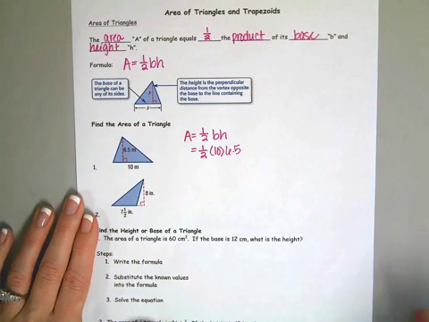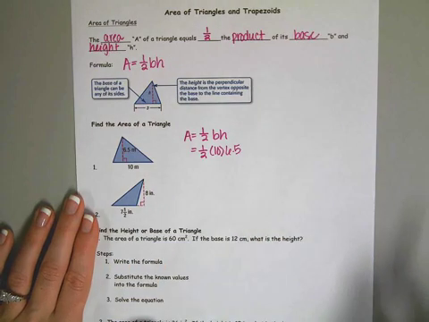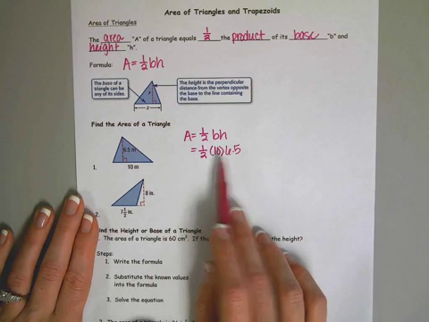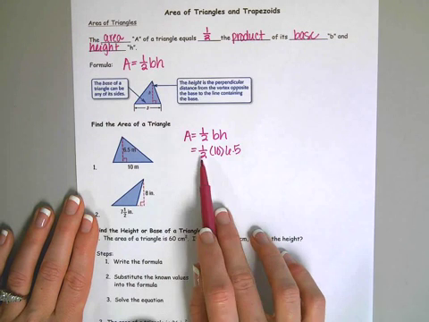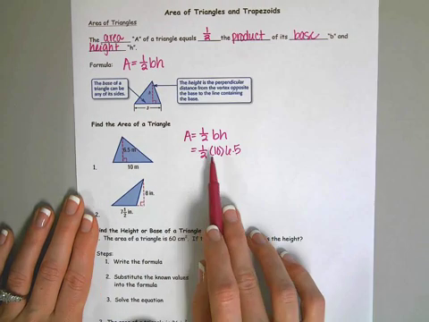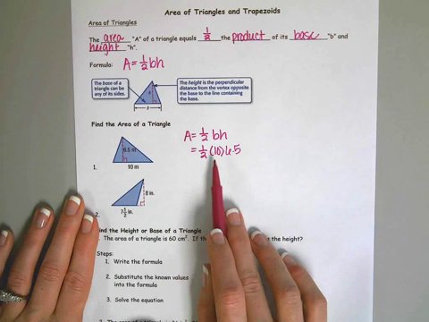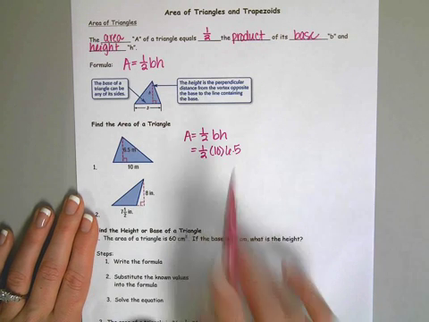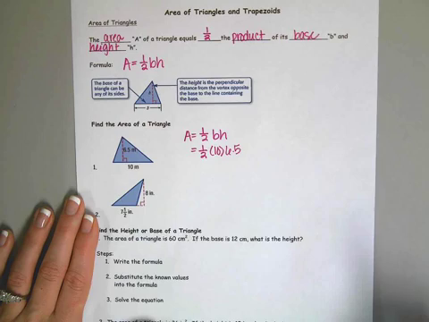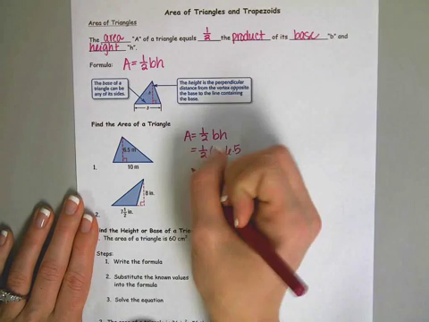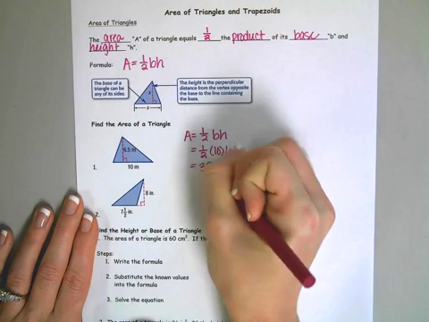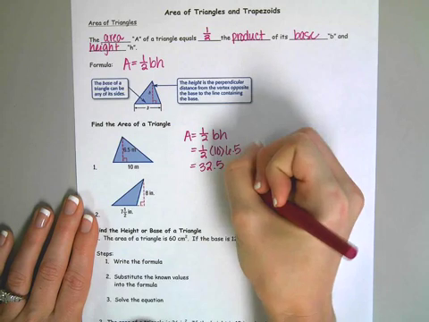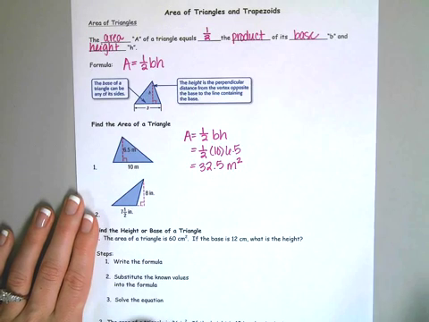Okay, from here it doesn't matter what order you multiply in, so we could multiply by 10 and 6.5 and then take half, or we could take half of 10, which is 5, and then multiply 5 by 6.5. Okay, it doesn't matter what order you multiply in. So when we multiply out, we get 32.5 meters squared. Remember area, your units are always squared when we're finding area.